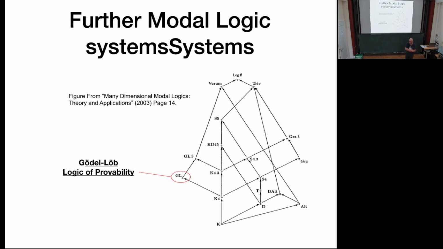Please. What are these arrows? Arrows mean that one system is an extension of the other. For instance, you start from the minimal system K, you add axioms, and you obtain another system which has more provable theorems because it is extended. Okay?